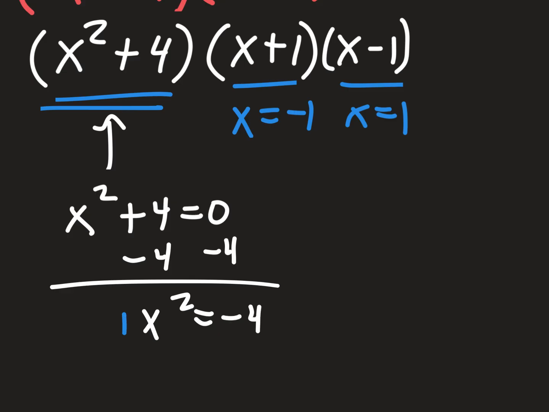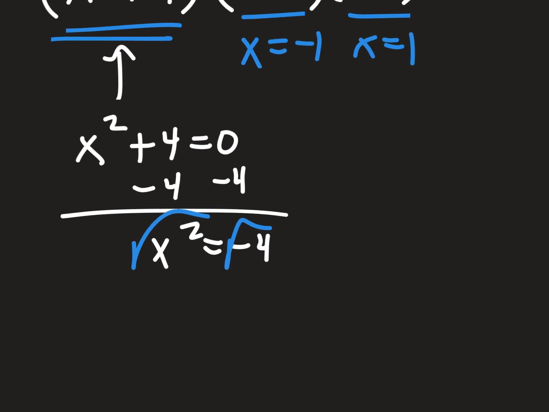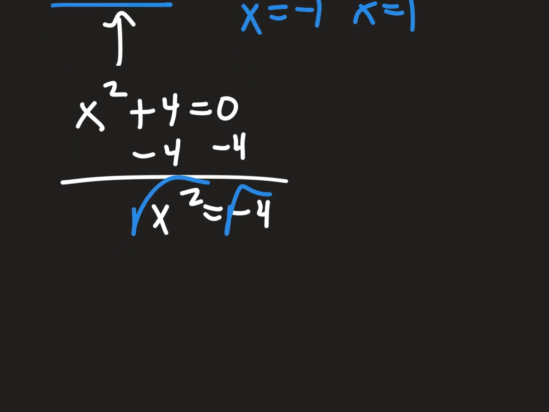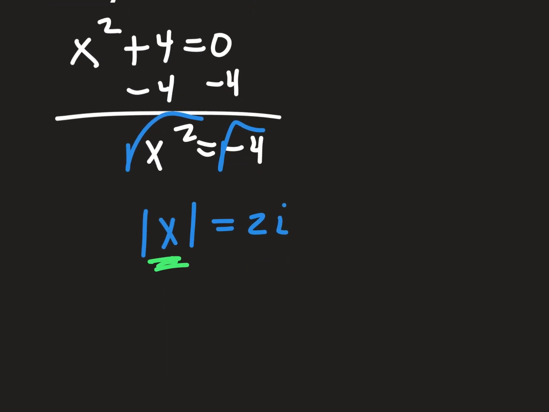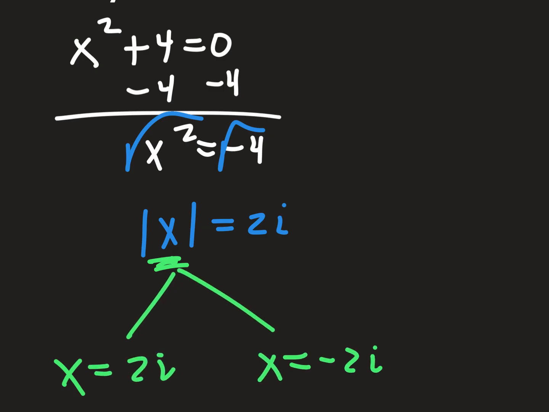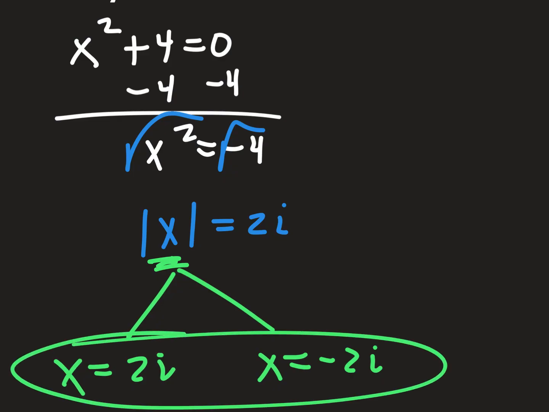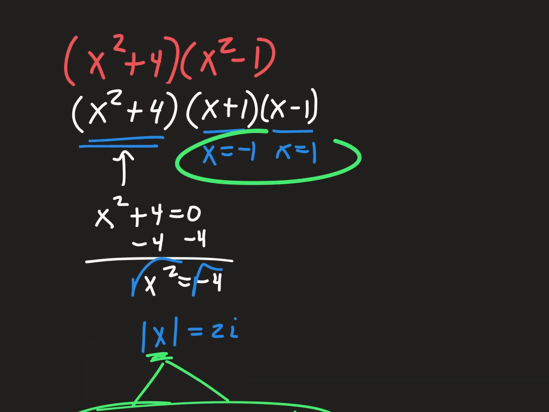And right here, everybody should have been aware that you're getting imaginary answers because you just square root of a negative. Absolute value of x, very commonly forgotten, equals 2i. And since it's an absolute value, this is telling me I get two answers. X equals 2i, and the other one is x equals negative 2i. All right, so those are my two imaginaries, my two imaginary solutions.